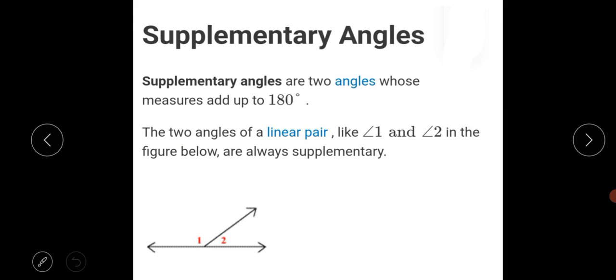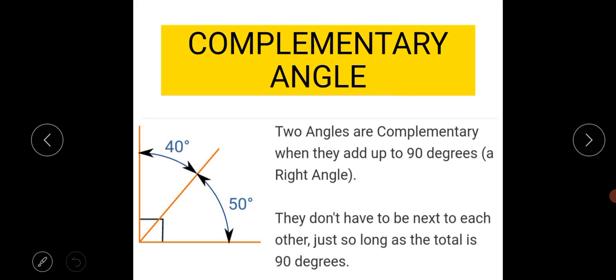Next is the supplementary angle. Supplementary angles are those angles whose sum is equal to 180 degrees. For example, a linear pair of angles is there, in which angle number 1 and angle number 2. If you want to find the sum of these two angles, it should be 180 degrees in the case of supplementary.